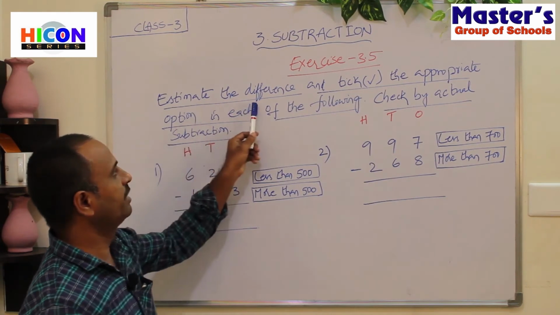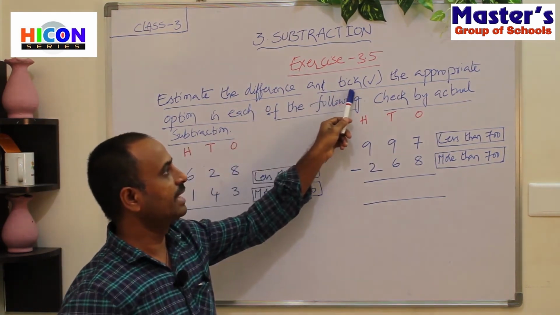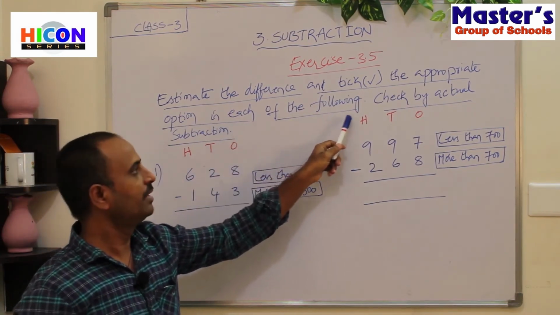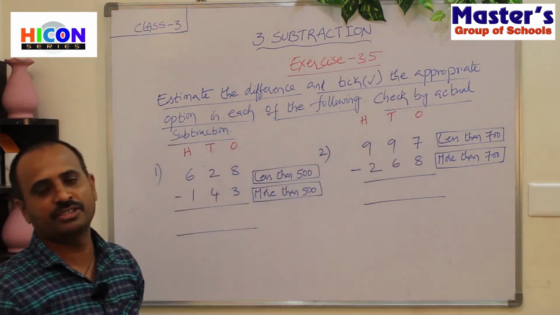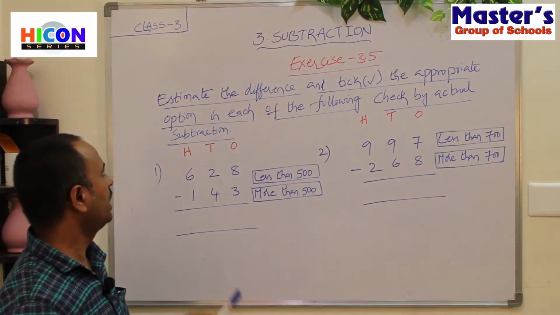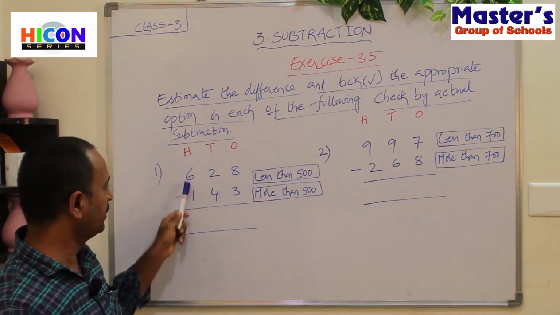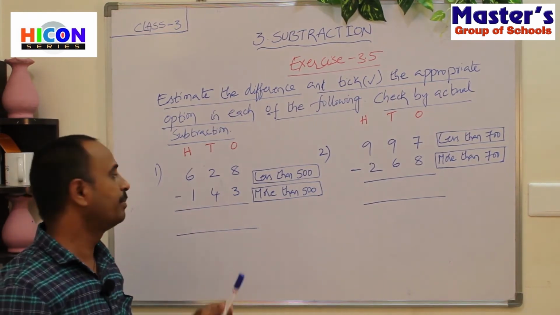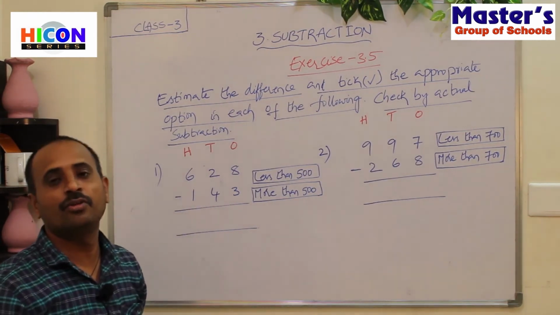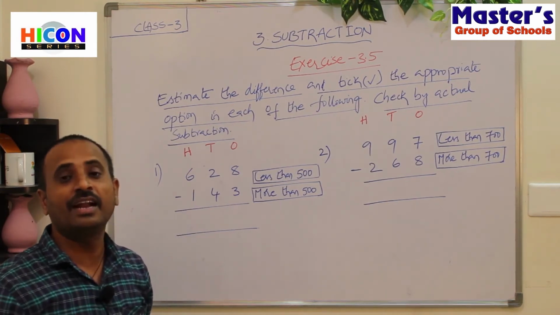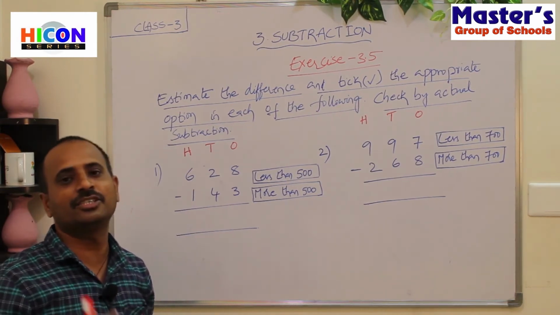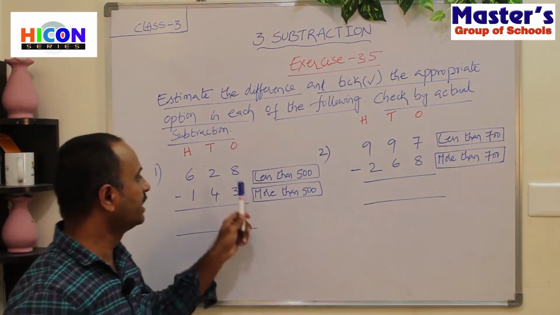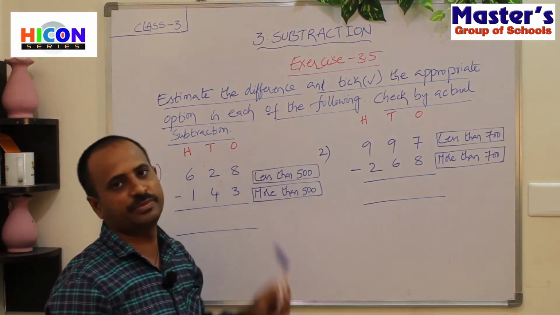Estimate the difference and tick the appropriate option in each of the following. Check by actual subtraction. So now we have to estimate the difference between two numbers, and we have to check our estimation by doing actual subtraction. So first we have to estimate the difference, and next we have to check that estimation by doing actual subtraction. And we have to put a tick mark for our estimation.